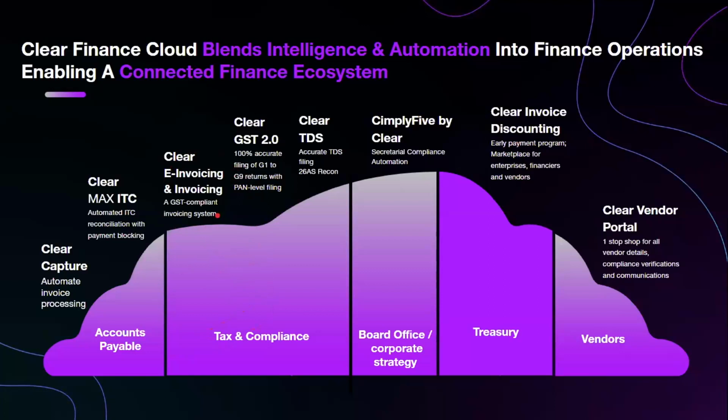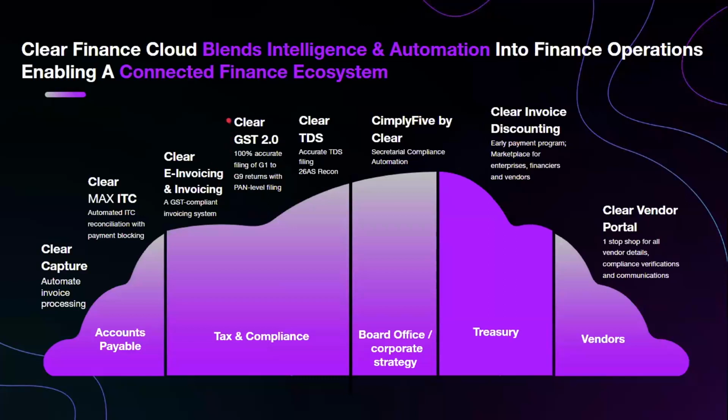Then in terms of tax compliance, we offer solutions like Clear e-invoicing and e-bill, which is used for automating the generation of your e-invoices and e-bills, and also normal invoices, which are applicable to small companies wherein e-invoicing is not applicable, or say B2C invoices, etc., delivery challans, and generation of all invoices apart from e-invoicing also.